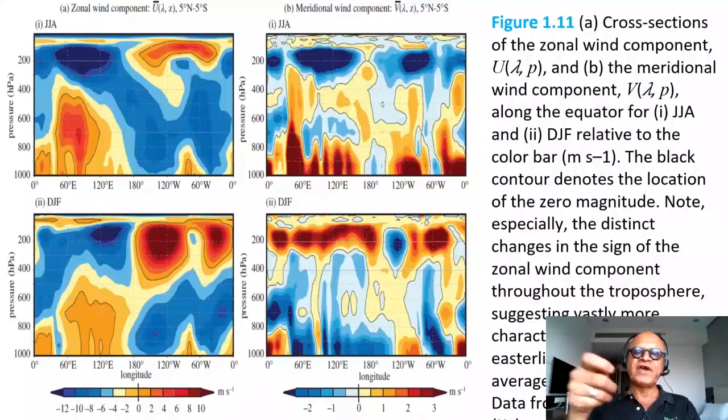How would you move energy meridionally if meridional winds are weak? It turns out mid-latitude dynamics are involved, baroclinic instabilities, failure of angular momentum conservation, and so on, which we will not get into in this tropical dynamics course. So upper level cross equatorial flow we had seen before.